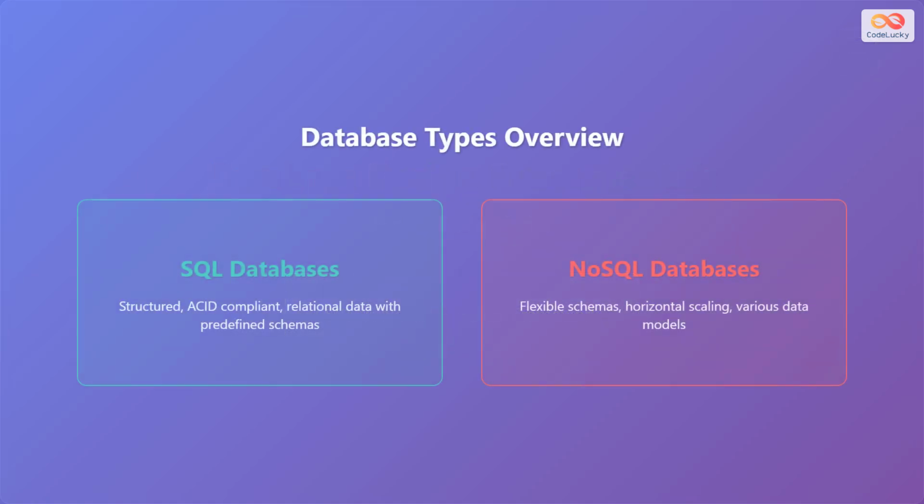Let's begin with an overview of the two main types of databases, SQL and NoSQL. SQL databases are structured, adhere to ACID principles, which stands for atomicity, consistency, isolation, durability, and use relational data with predefined schemas. NoSQL databases, on the other hand, offer flexible schemas, horizontal scaling, and support various data models. We'll explore these differences in more detail.